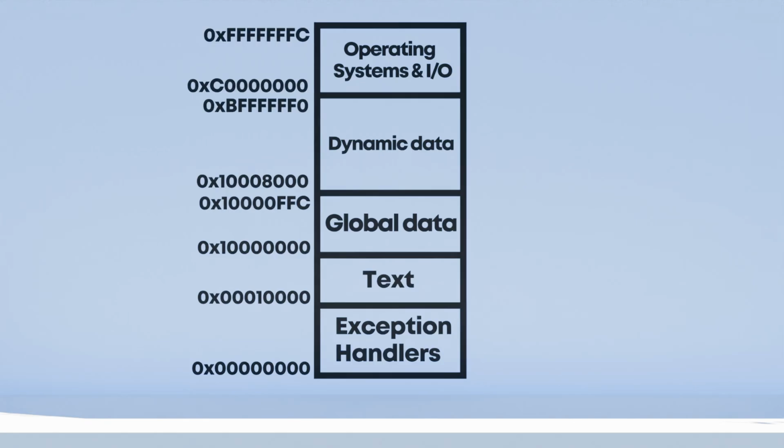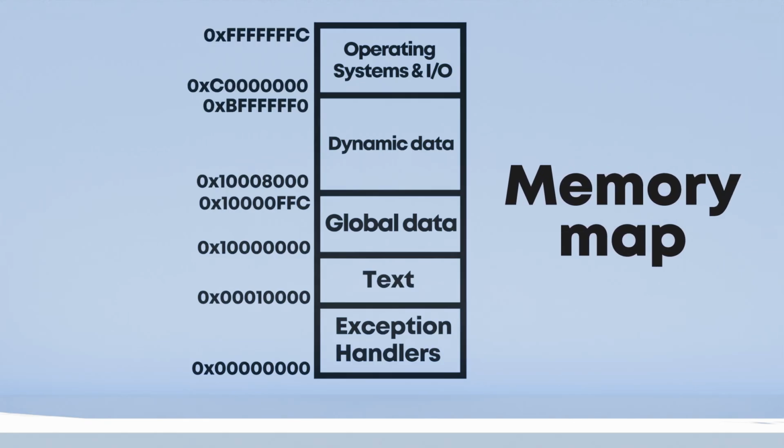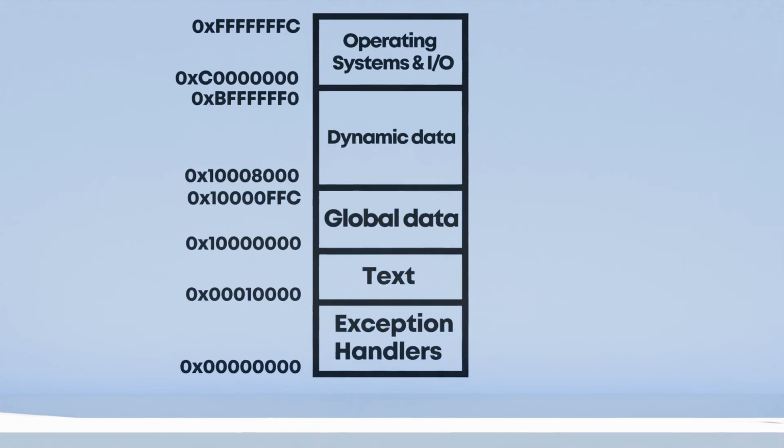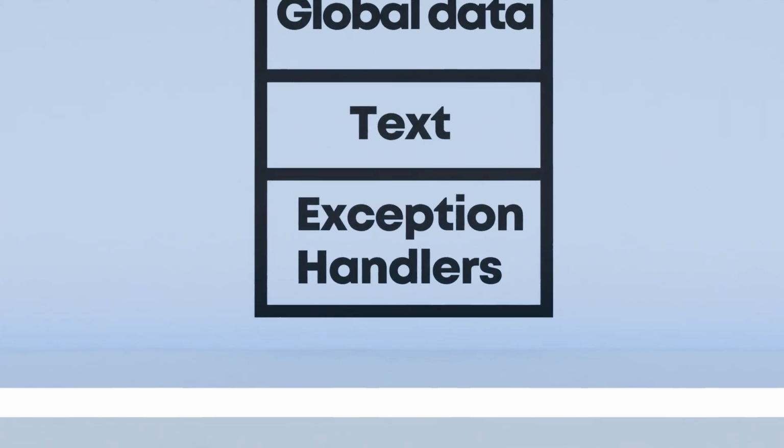The specific way we divide our memory is called a memory map. Since the RISC-V architecture doesn't provide a specific memory map that people should use, we'll just show you an example map here. On the bottom of our memory, we have exception handlers and some firmware, which is software permanently stored on a device.